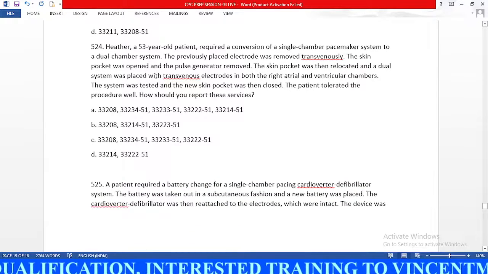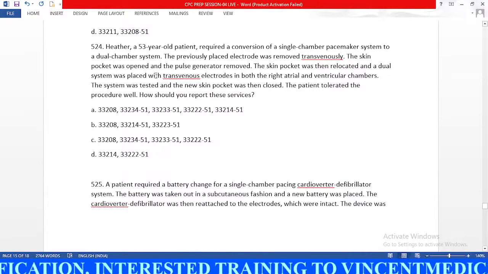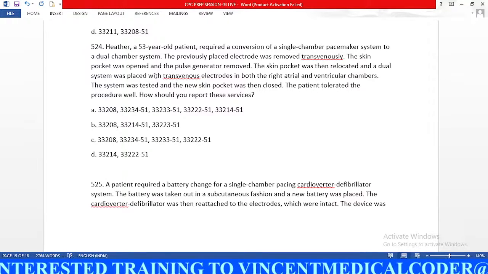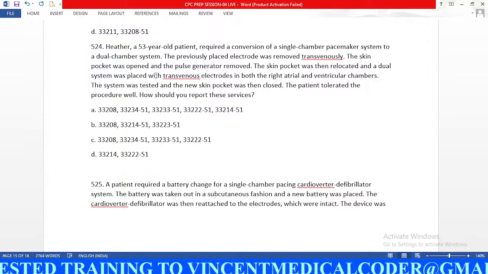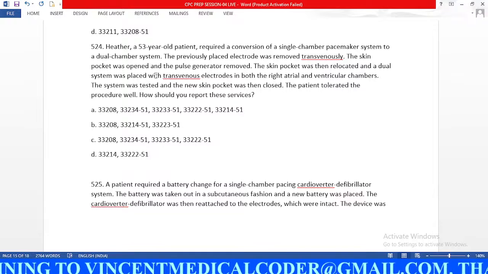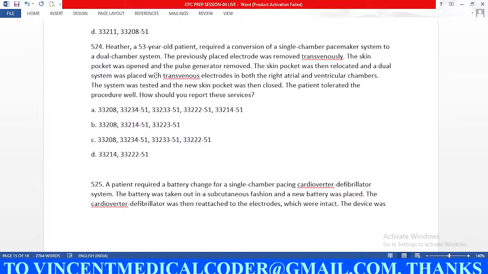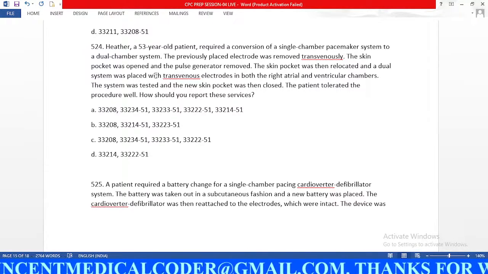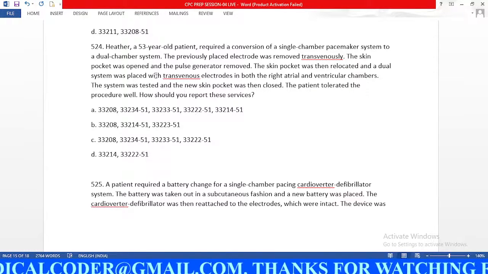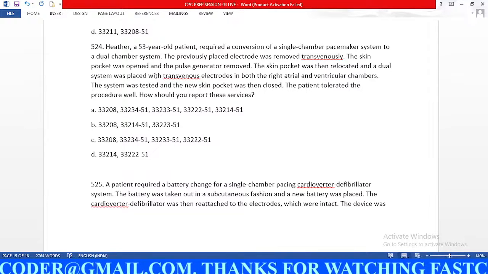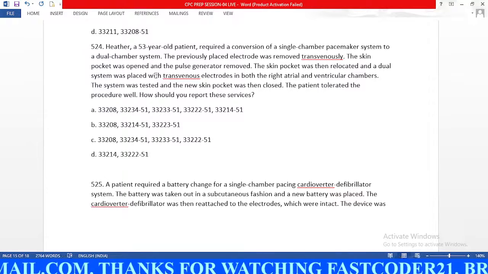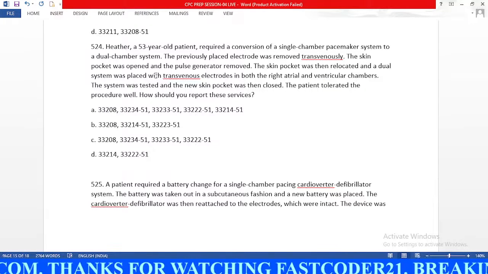So next question. Heather, a 53-year-old patient, required a conversion of a single chamber pacemaker system to a dual chamber pacemaker system. The previously placed electrode was removed transvenously. The skin pocket was opened and the pulse generator was removed. The skin pocket was then relocated and a dual system was placed with transvenous electrodes in both the right atrial and ventricular chambers. The system was tested and the new skin pocket was then closed. The patient tolerated the procedure well. How should you report these services?